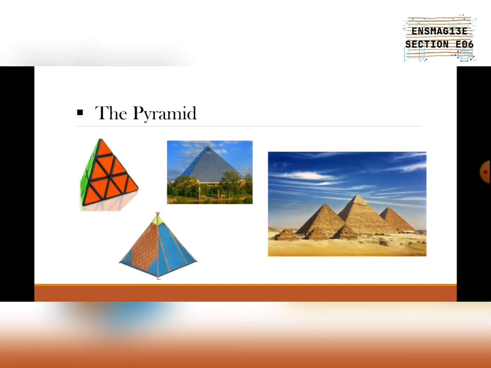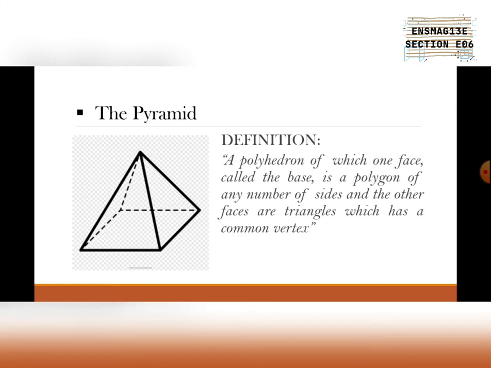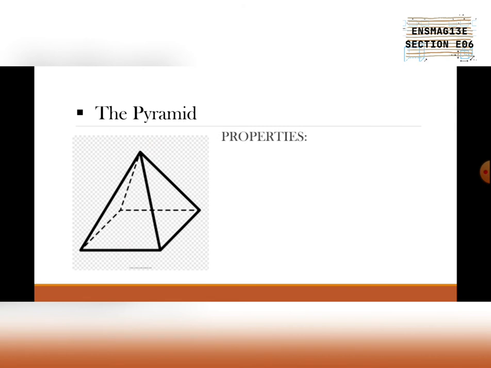The pyramid. It is a polyhedron of which one face, called the base, is a polygon of any number of sides, and the other faces are triangles which have a common vertex. The triangular faces are called the lateral faces.